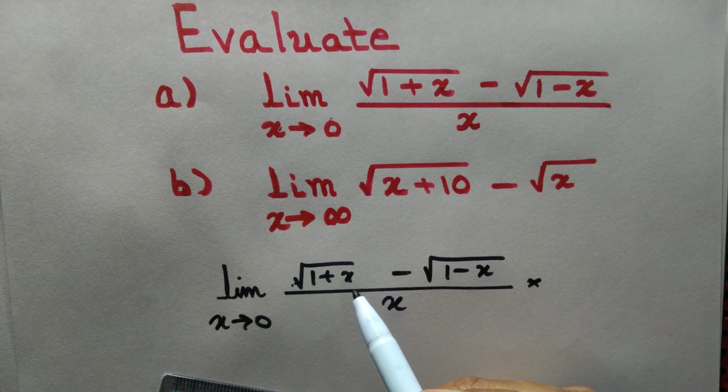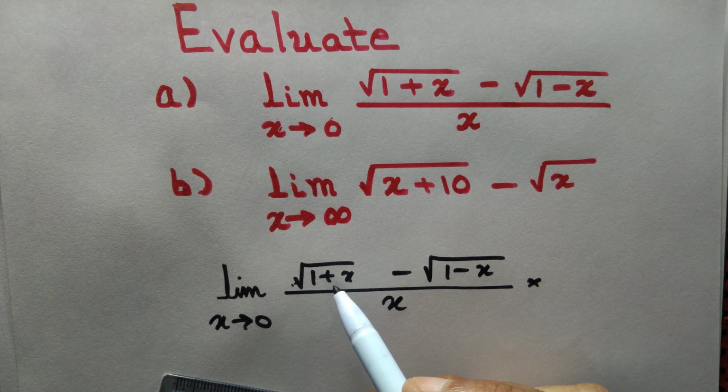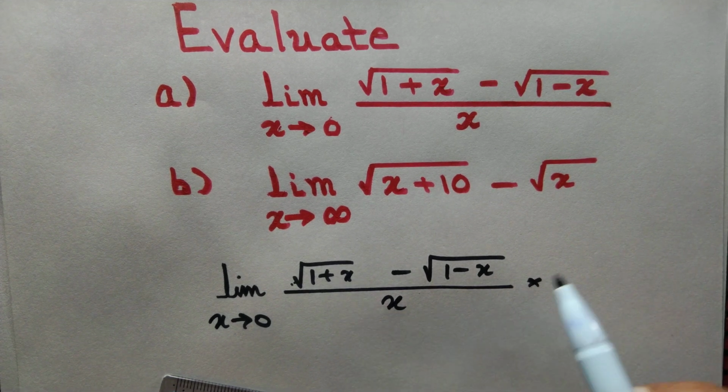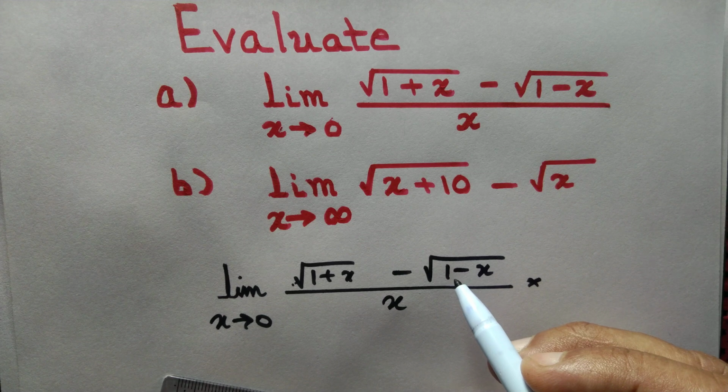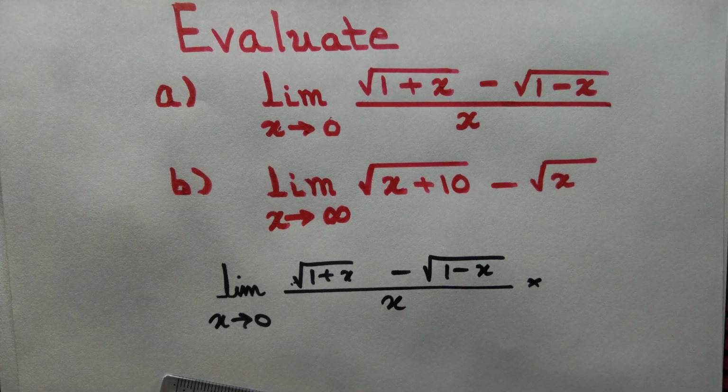Observe that when we take x nearer and nearer to 0, then this quantity is almost equal to root 1, and this quantity also is almost equal to root 1, and 1 minus 1 is 0, and so it is of the type 0 by 0 form. We want to somehow simplify it.